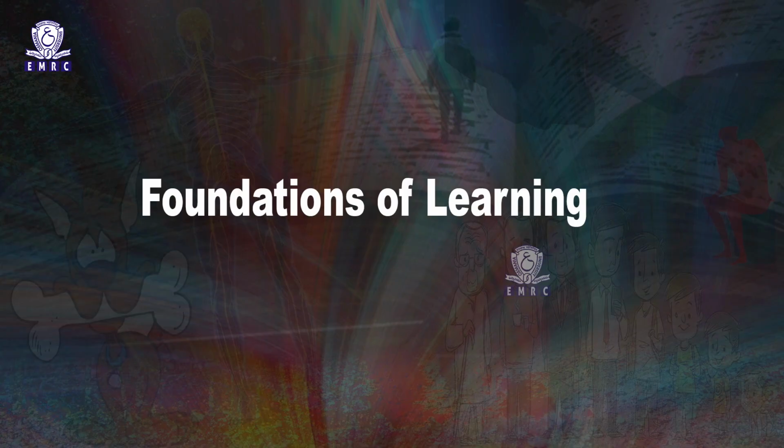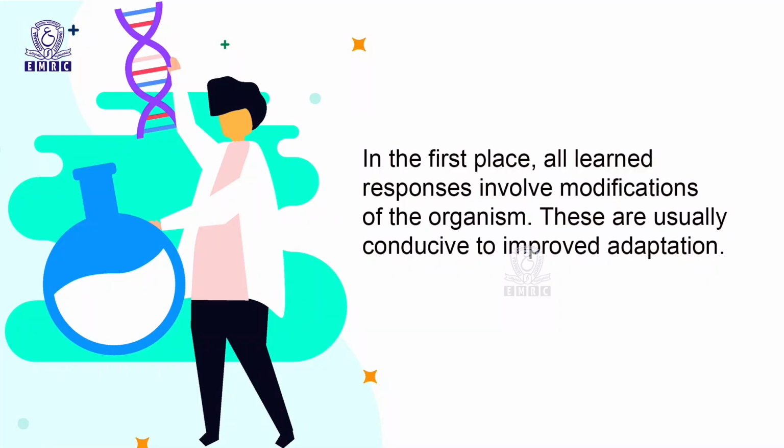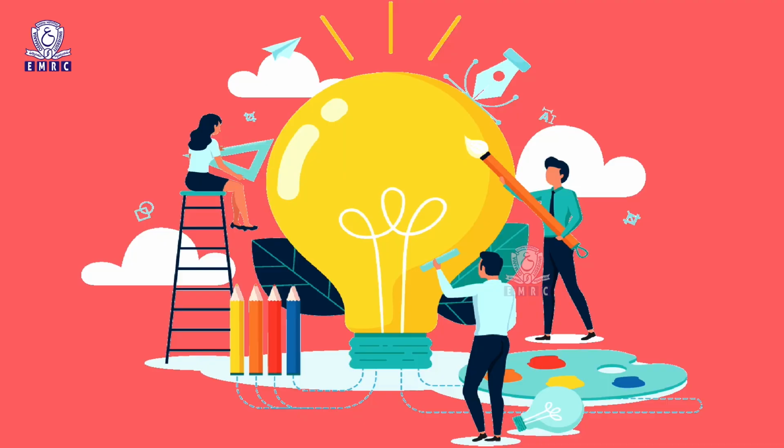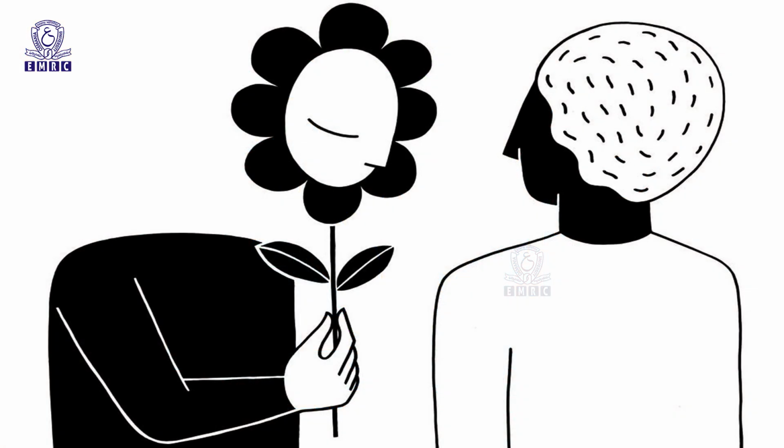Foundations of learning. In the first place, all learned responses involve modifications of the organism. These are usually conducive to improved adaptation. The only exception is when bad habits are learned. Acquiring skills and information is obviously adaptive. Learning not to do something injurious or painful is also adaptive.